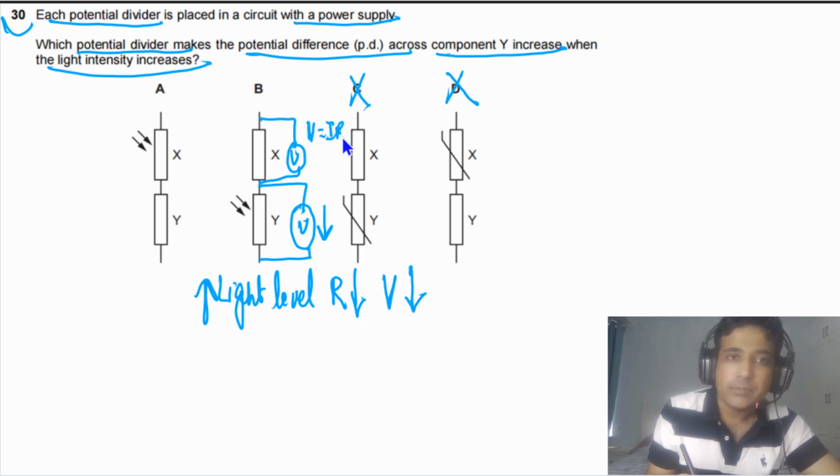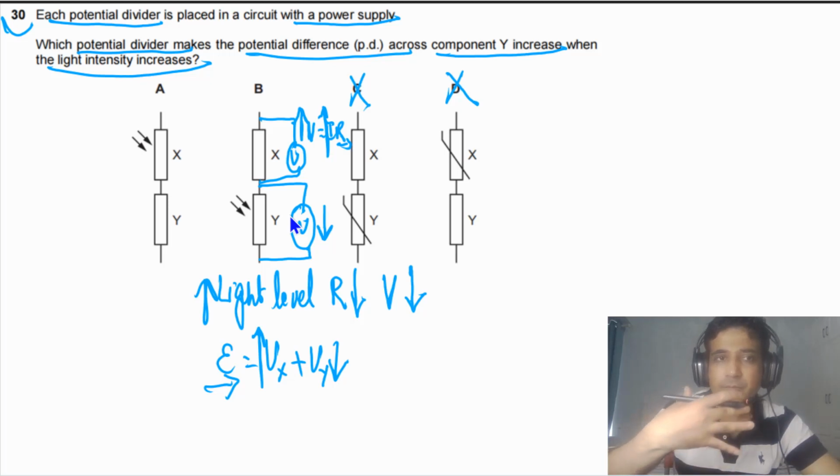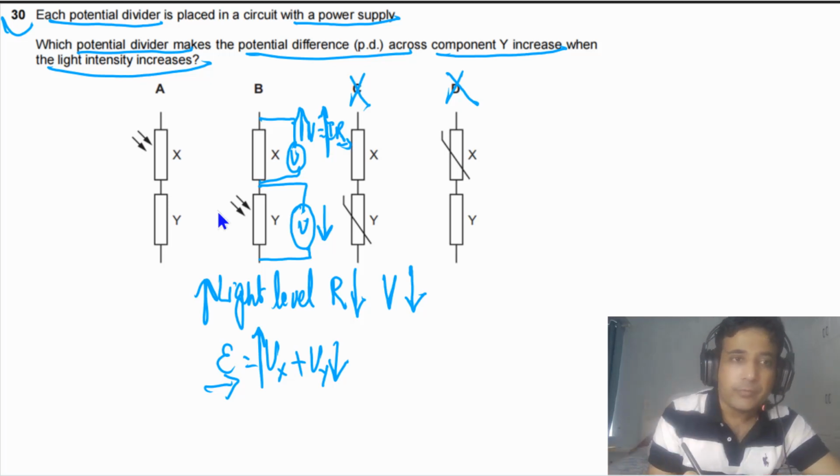As current will increase when the total resistance of the circuit decreases, V across this one will increase, but EMF is constant. So we can say EMF will be equal to Vx plus Vy. As this one will increase and this is constant, this has to decrease. So in this case, PD across Y will decrease, but we need to find the potential divider where V across Y is increasing. So this one is true.